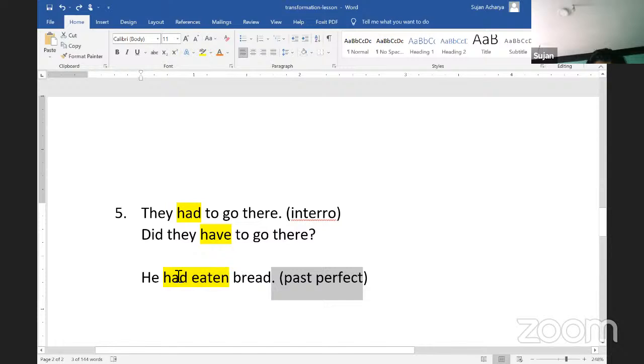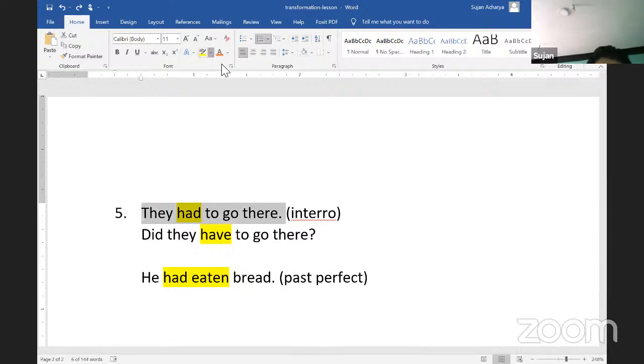Why? Because this form of have verb is followed by V3. Now in this sentence, had is not followed by V3.